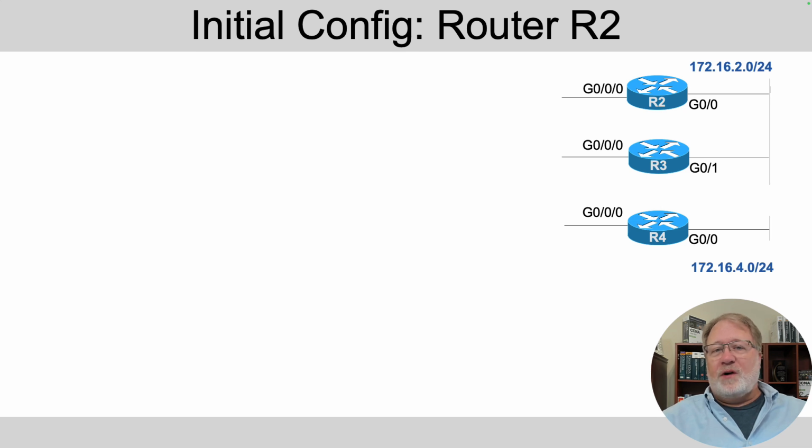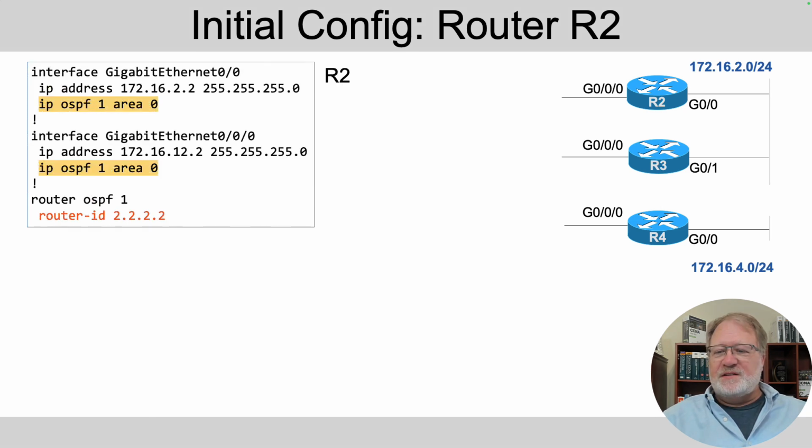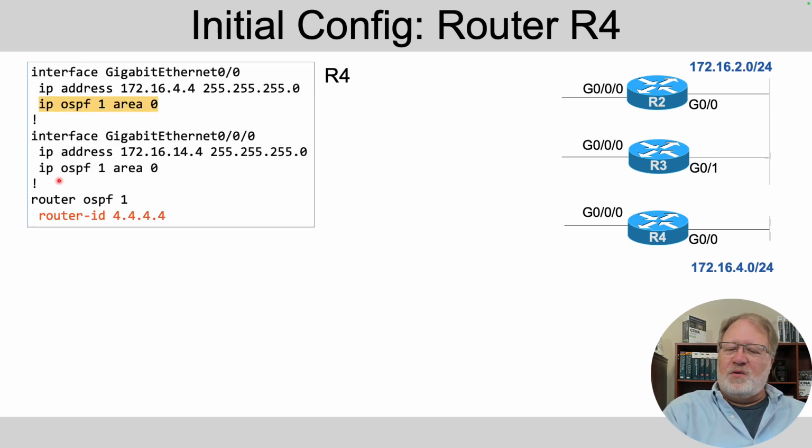Routers R2, R3, and R4 have very similar configuration, just fewer interfaces. Here on R2, it's got these 2 interfaces, and it's got the ip ospf 1 area 0 subcommand under both of those, referring to process ID 1 on router R2, and it's got a router ID of 2.2.2.2. Similarly, on router R3, it's got a router ID of 3.3.3.3 with this same subcommand on its 2 interfaces, enabling OSPF in area 0, and of course, router R4, same thing: ip ospf 1 area 0 on both of its interfaces with router ID 4.4.4.4 here on router R4.